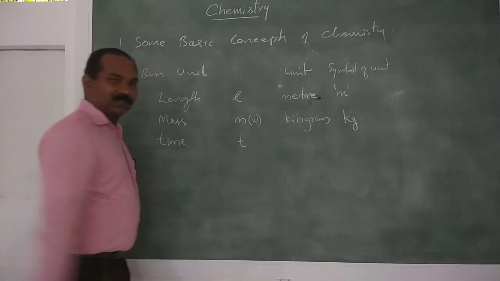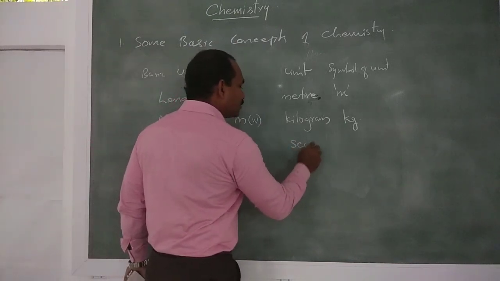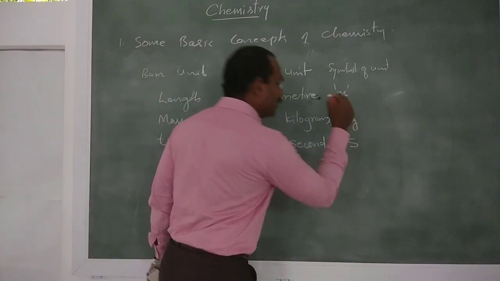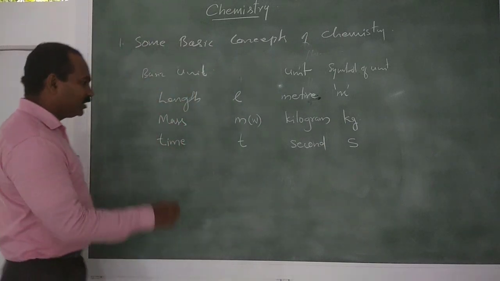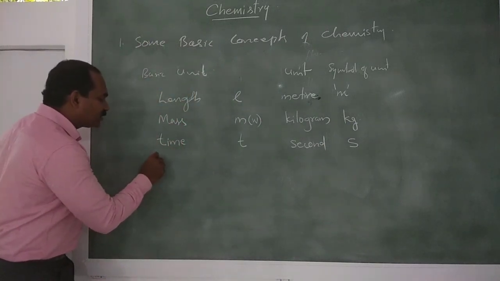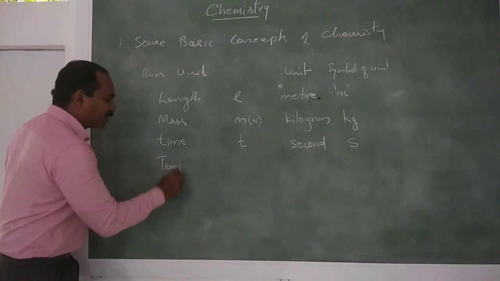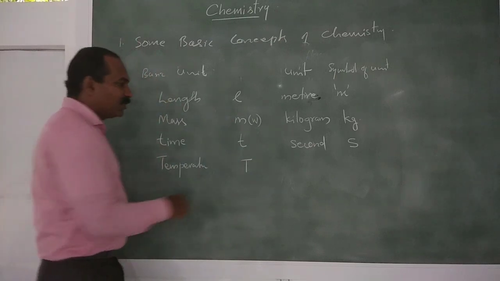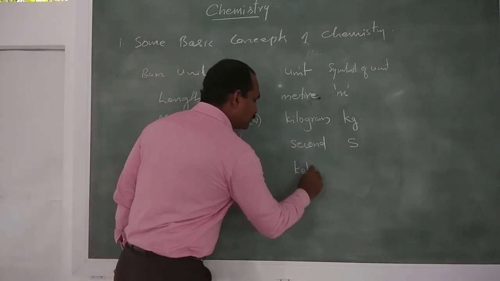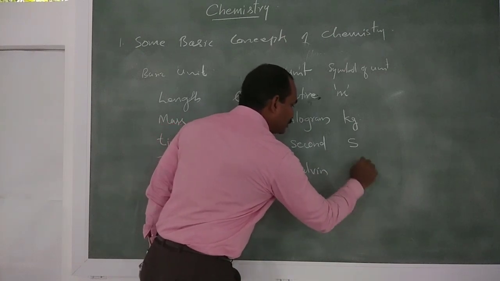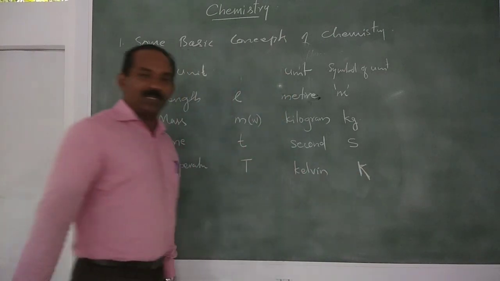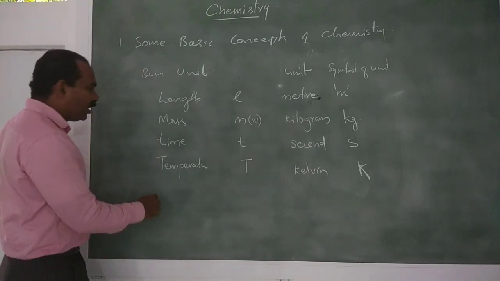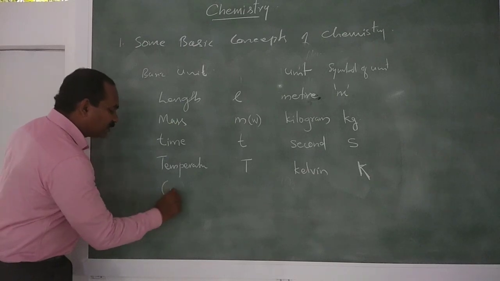Then next is time. Time T, which is measured in seconds. Unit symbol is s, small s. Then another one is temperature. Thermodynamic temperature, capital T, which is measured in Kelvin. The symbol of the unit is capital K, not small k. Small k is kilo.